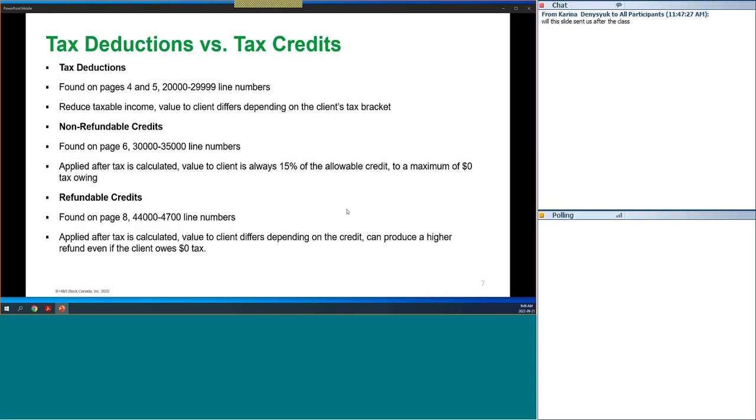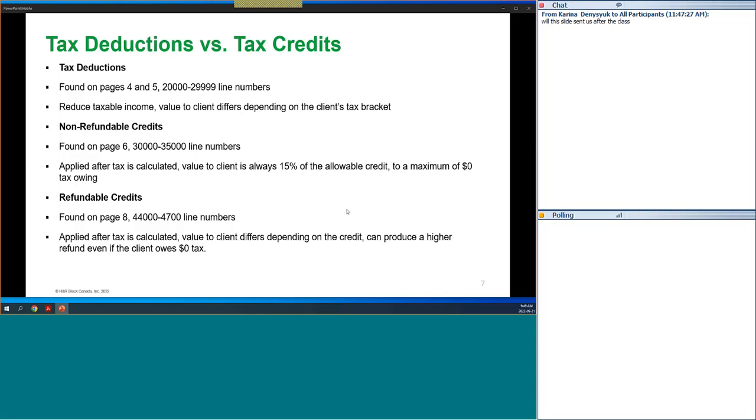Okay? And then at the very end of the return, we have refundable credits. Okay? Those are at the very bottom on page 8. They're lines 44,000 to 47,000. It is applied after the tax is calculated. So we've already calculated whether or not you have a balance owing or a refund.